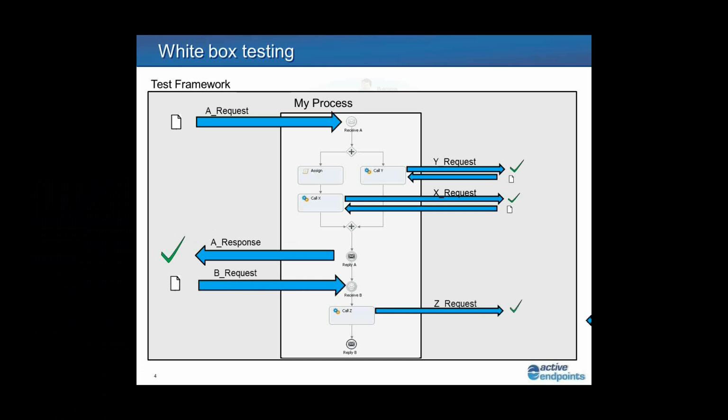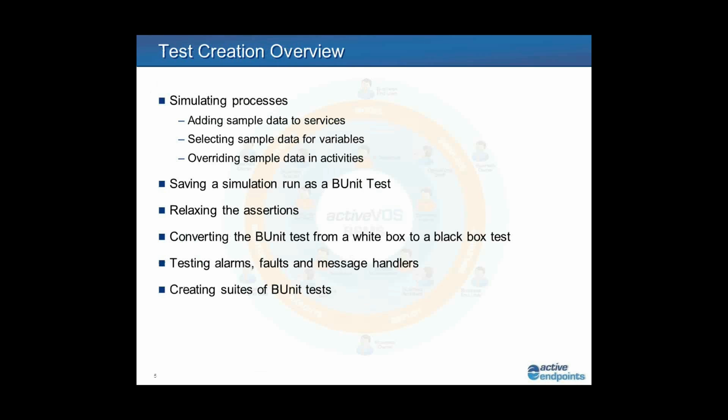And then again, you get another request. This time you're checking the Z and that it's made properly, and you're providing some fake response, and then that the B responds correctly. So this is white box testing. Both of them are useful. These, as you might guess, tend to be more fragile. As you work with your process, it might get some different results, and so you'll have to update your tests more frequently.